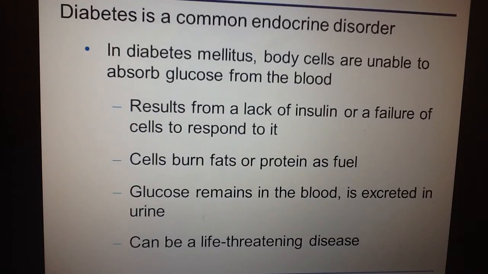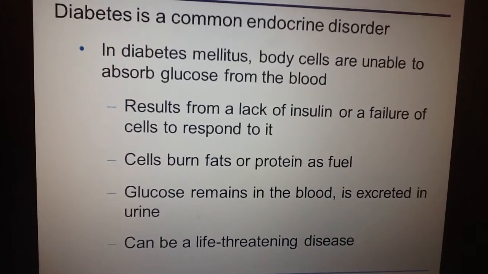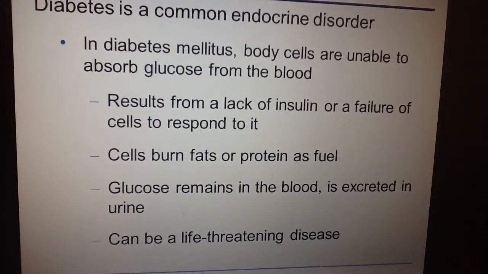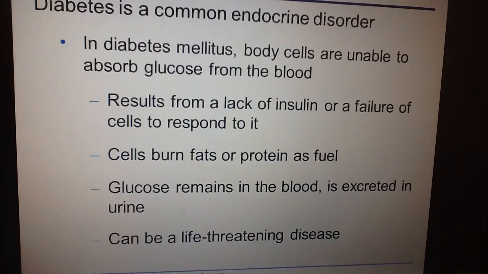Now, diabetes is an endocrine disorder that comes from when your cells are unable to get glucose from the blood, as a result of too little insulin, or your body is just resistant to reacting to it. What happens is that your cells will start to burn fat or protein versus glucose as the main fuel source. So then glucose remains in the blood, and you're excreting it in your urine because it's at really high levels, and it can actually be a life-threatening disease.